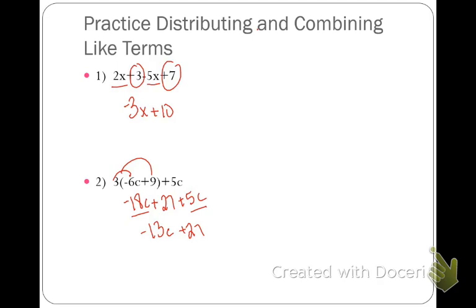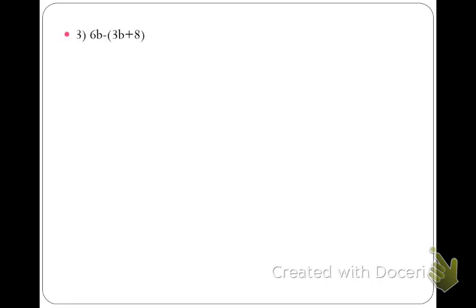Okay? Anybody not get there and not understand why? If you can't do this, you can't solve equations. Okay? And then the third one, same thing, right? We got to distribute that negative. When you distribute the negative, all you're doing is changing signs inside the parentheses. So you get 6b minus 3b minus 8. Combine like terms, and you get 3b minus 8. Okay? Again, anybody have any questions about those three?